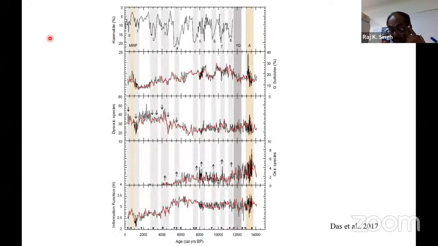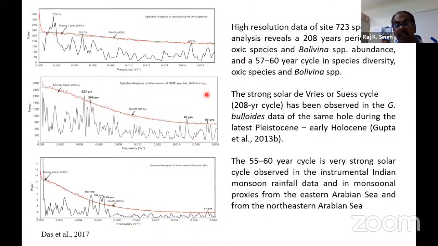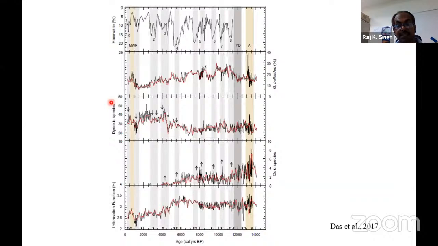Even in the Arabian Sea, at site 723, the benthic record, in terms of oxic and dysoxic species, was compared. We find that they are also well correlated with the North Atlantic events. It is also influenced by the solar cycles and the 60-year cycles, which were recorded even in the instrumental records. These are the major factors which influence the monsoon during the late Pleistocene and the Holocene.